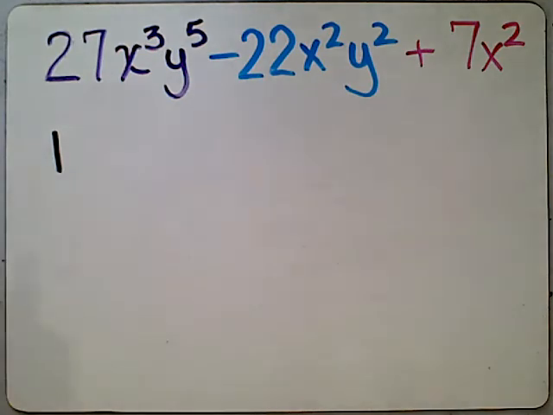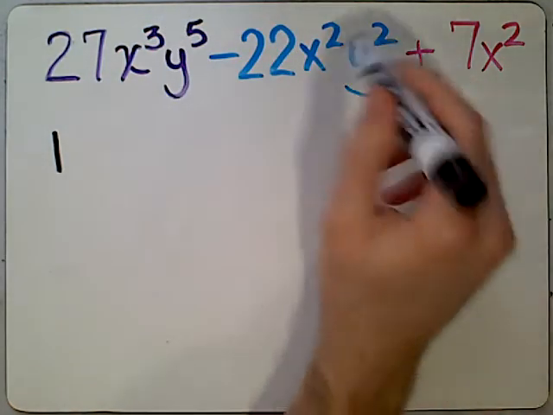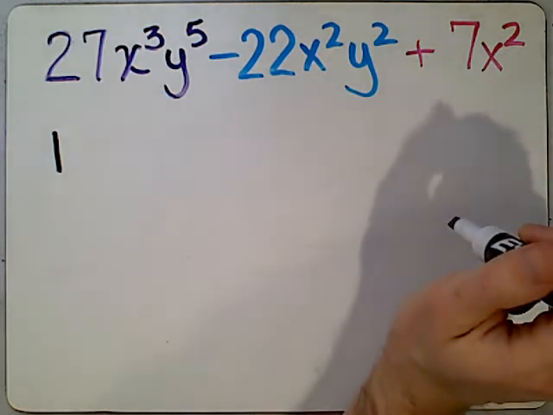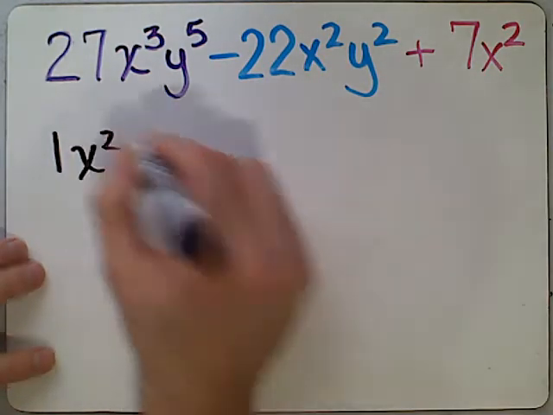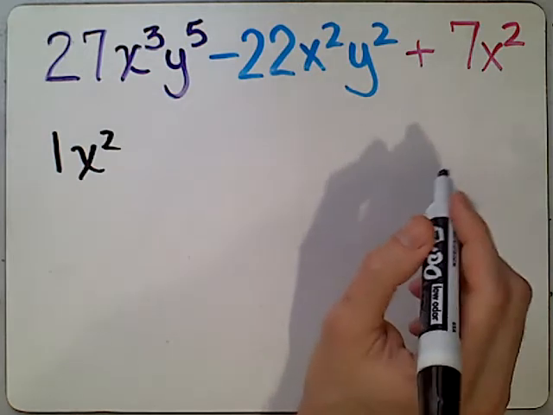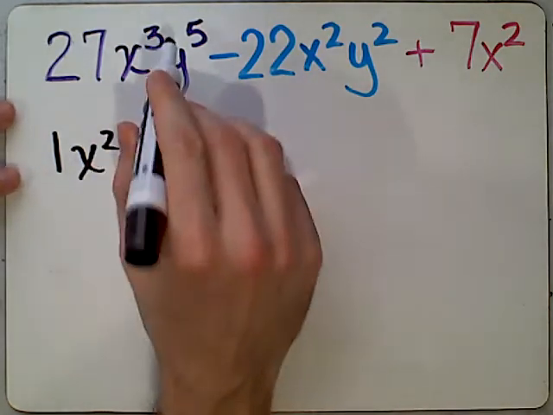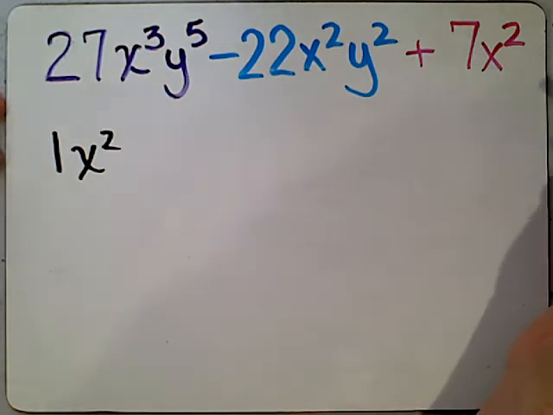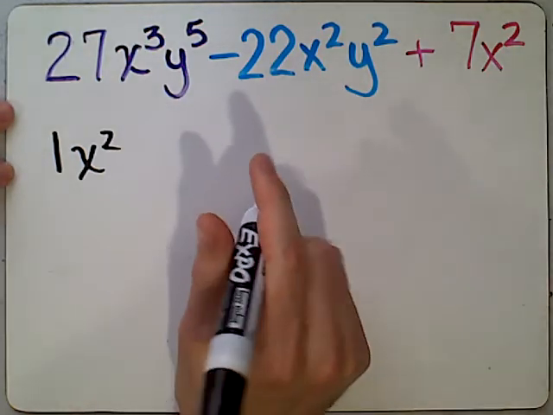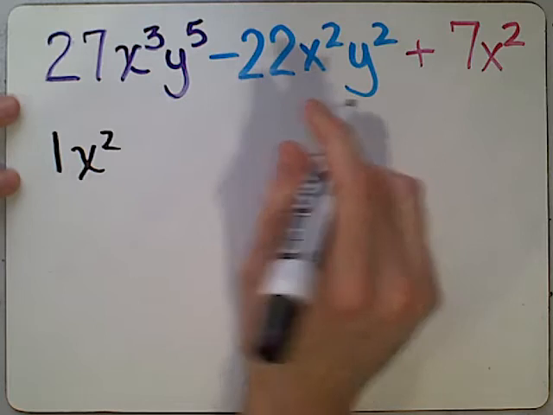We then look to see if there are any x's in all three of them. This has 3 x's, this term has 2, and this term has 2. We take as many as we can, so we want to take 2 out of all 3 terms. We then want to take out any y's. We have 5 here, 2 there, but we do not have any on this term. So because we don't have any there, we can't take any out. So we can only really take out an x squared.